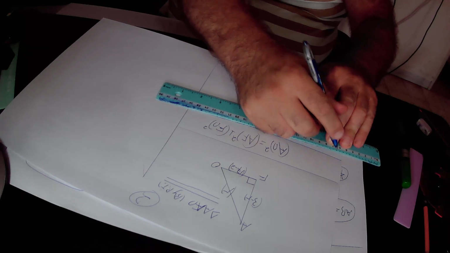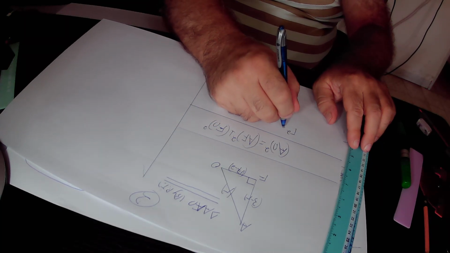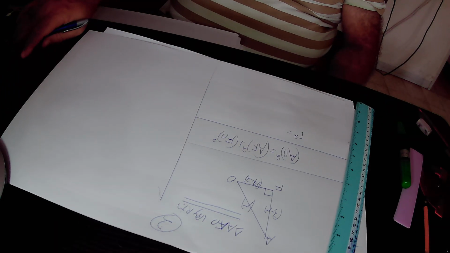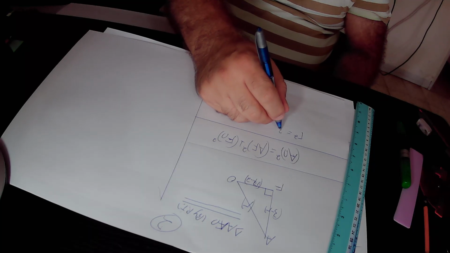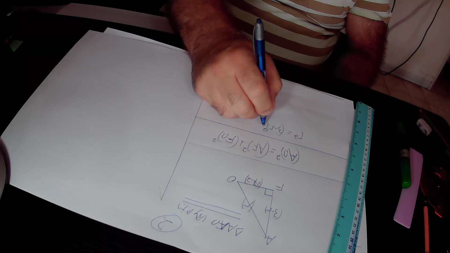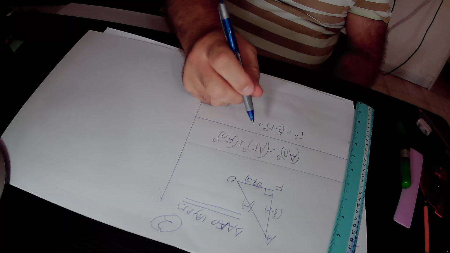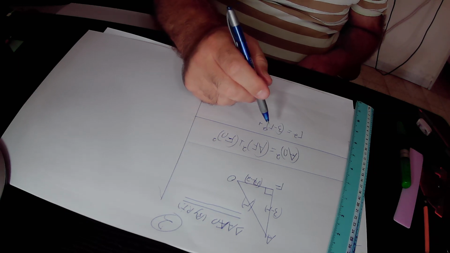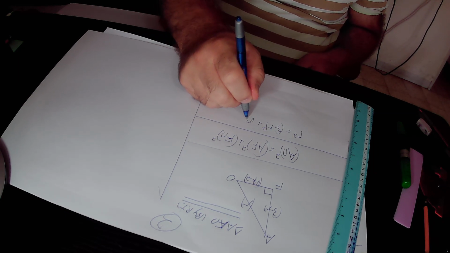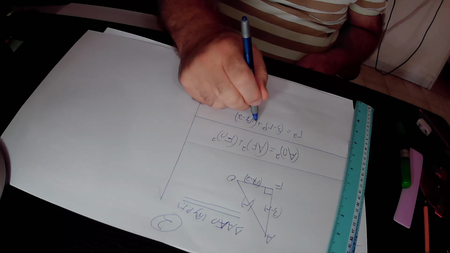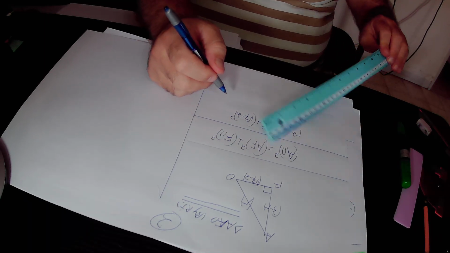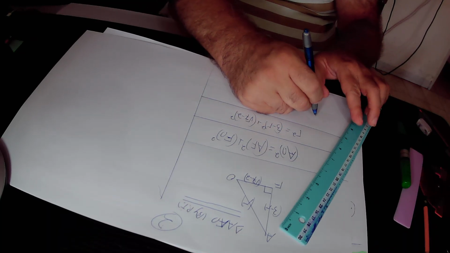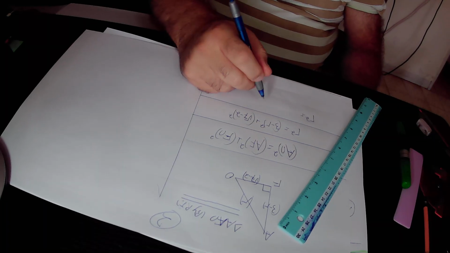AO equals R, therefore AO squared equals R squared, and it equals AF squared plus FO squared. AF equals 3 minus R, therefore AF squared equals (3 minus R) squared, plus FO squared. FO equals square root of 7 minus 2, therefore FO squared equals (square root of 7 minus 2) squared. So now you found that R squared equals (3 minus R) squared plus (square root of 7 minus 2) squared.